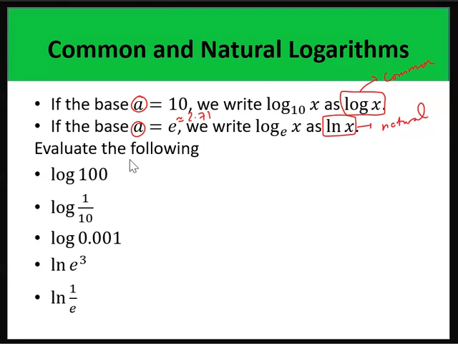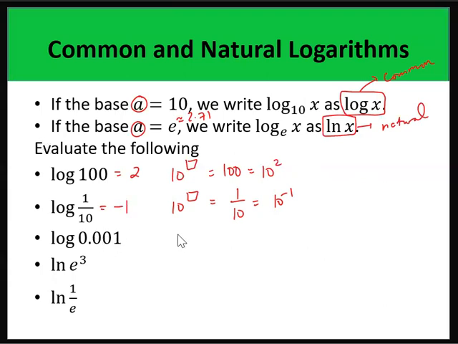So to evaluate these logarithms, now having the base 10 and base e, let's have the following. Let's evaluate the logarithm of 100. So this means that 10 raised to something is equal to 100, while 100 can be written as 10 squared. So which means that this logarithm is equal to 2. For the second one, we have 10 raised to something equals 1 over 10. And 1 over 10 can be written as 10 raised to negative 1. So this is equal to negative 1.